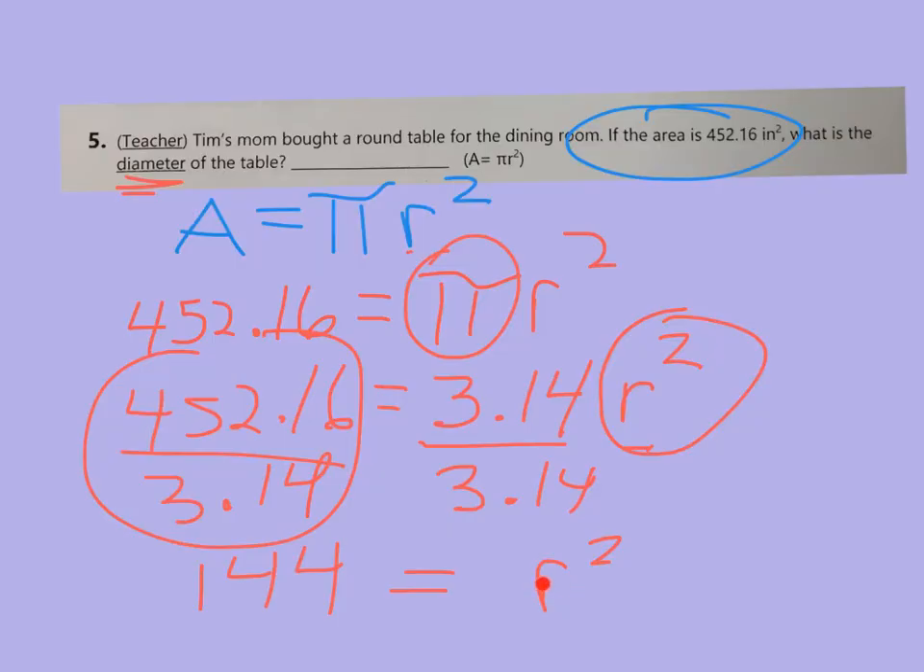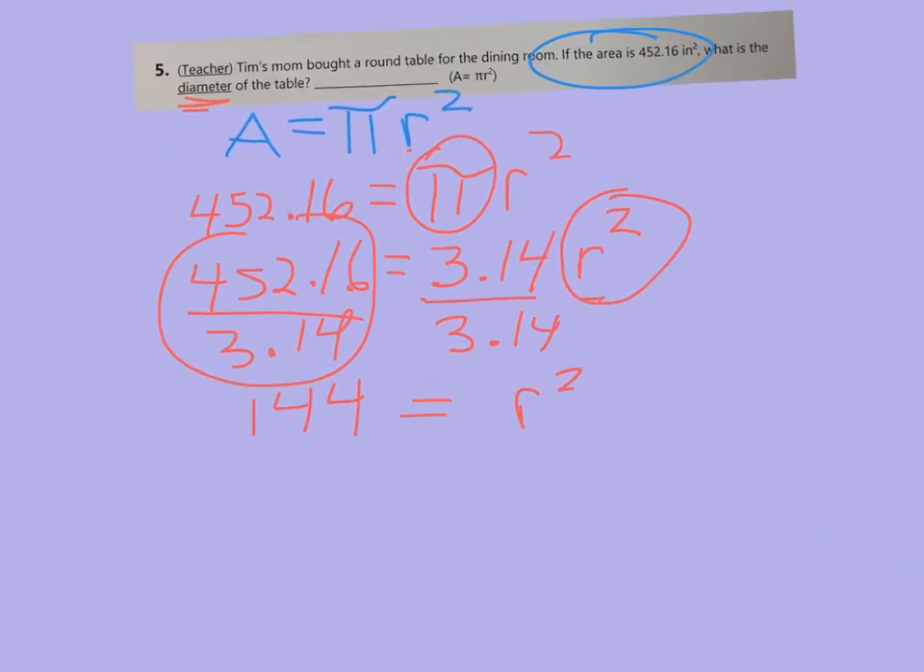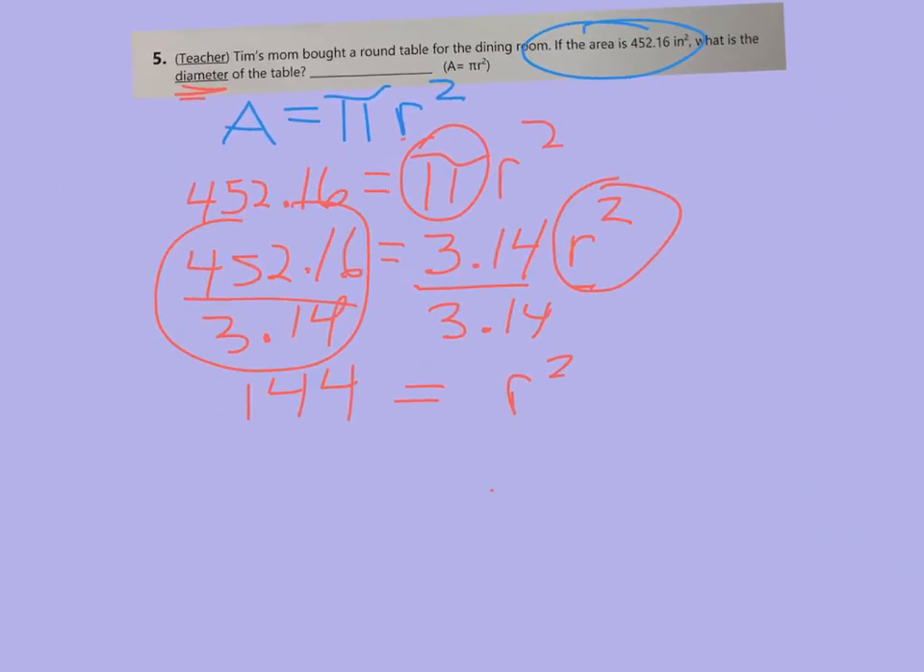10, let's try 10. 10 times 10 is 100. 11 times 11 is 121. And I know 12 times 12, that's 144. So the radius, just the radius, must equal 12. Because I know that 12 squared, the radius squared, would give us 144.